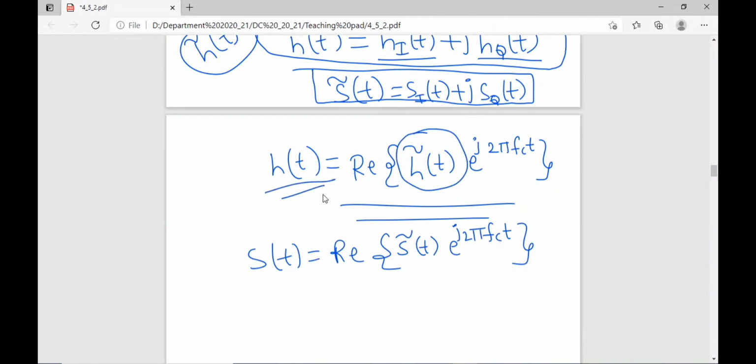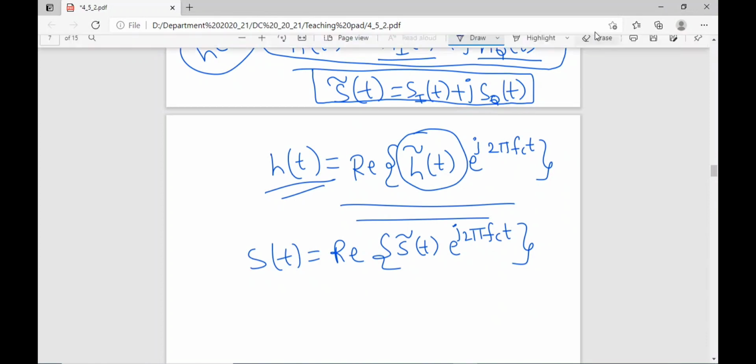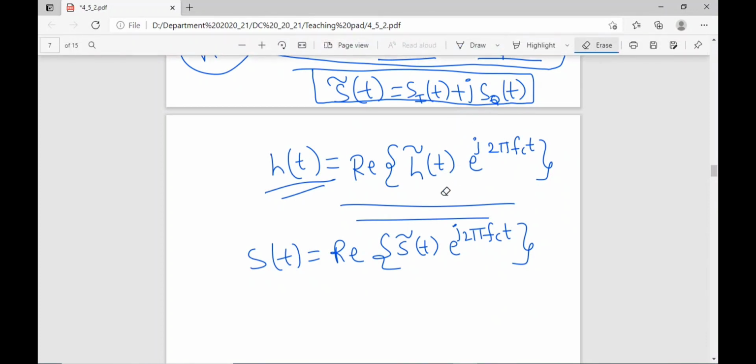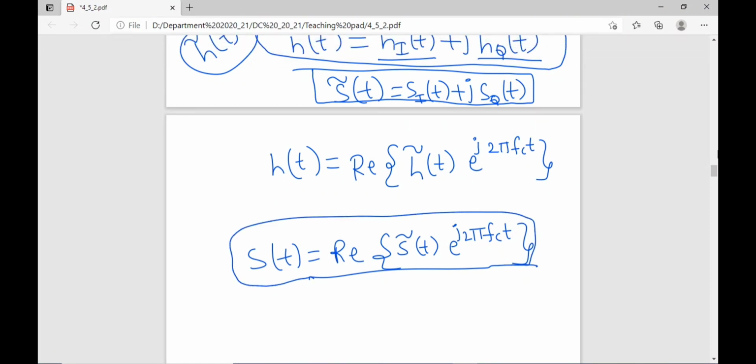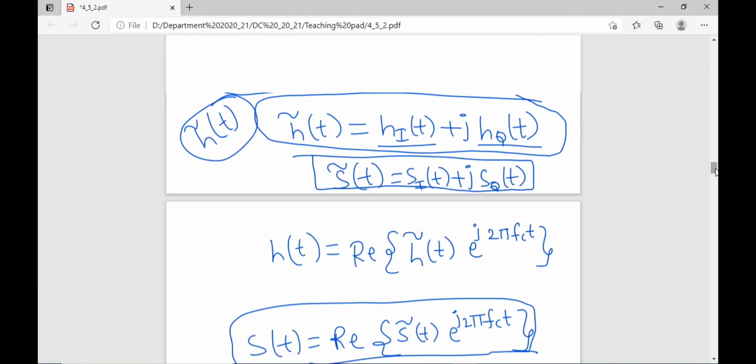I should also know H of T in terms of that complex envelope. So to do that, I have taken the analogy between the signal S of T, which is the bandpass signal, which we have written in this way. If you want, I can just bring this out. Just see this.